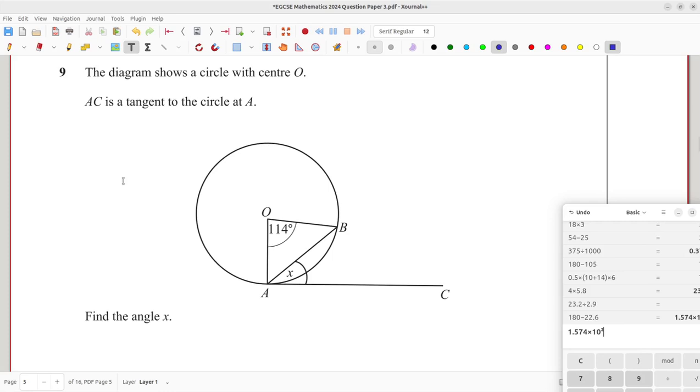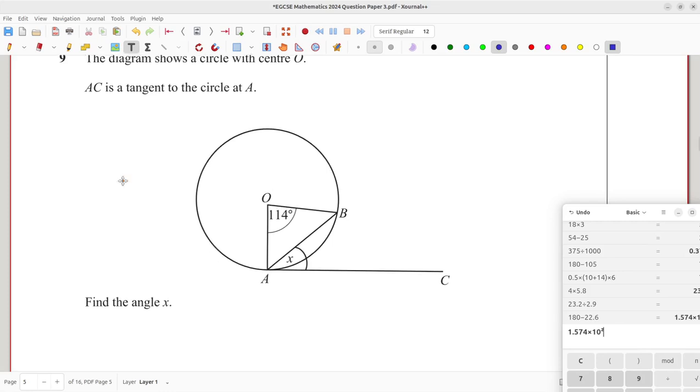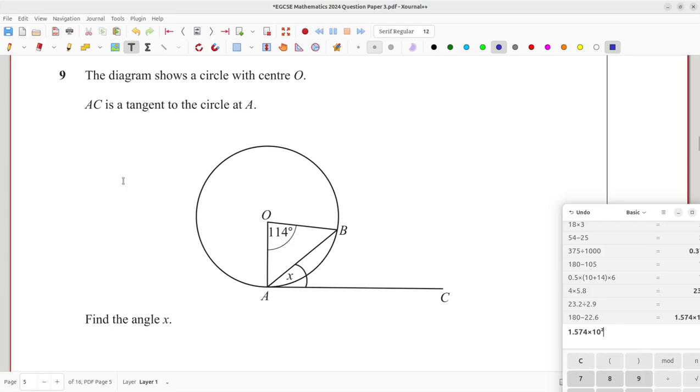Next question. The diagram below shows a circle with center O, and AZ is the tangent to the circle at A. Now find angle X. So from there, what we notice is that this is equal to that, because both of them are radii of the same circle, so they must be equal. And then it tells us that triangle AOB is actually an isosceles triangle. We can call this angle Y, and that one too Y, because they are base angles of an isosceles triangle.